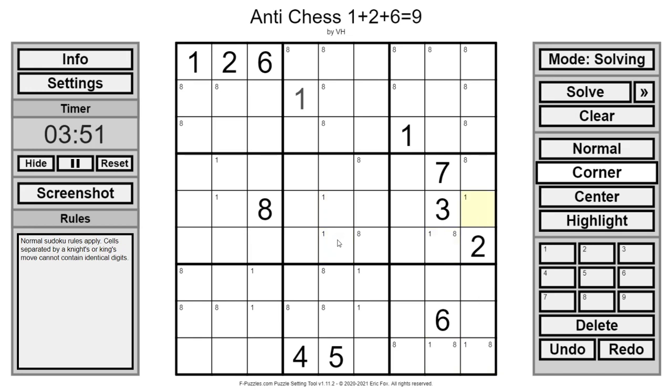Now these 1 pencil marks line up with those, meaning that that can't be a 1 because then there would be 2 1s in the same row. A 1 here wouldn't work because it would eliminate both 1s from this box. That's a 1, that's a 1, that's a 1, that's a 1, and that's a 1. And that finishes up all the 1s.